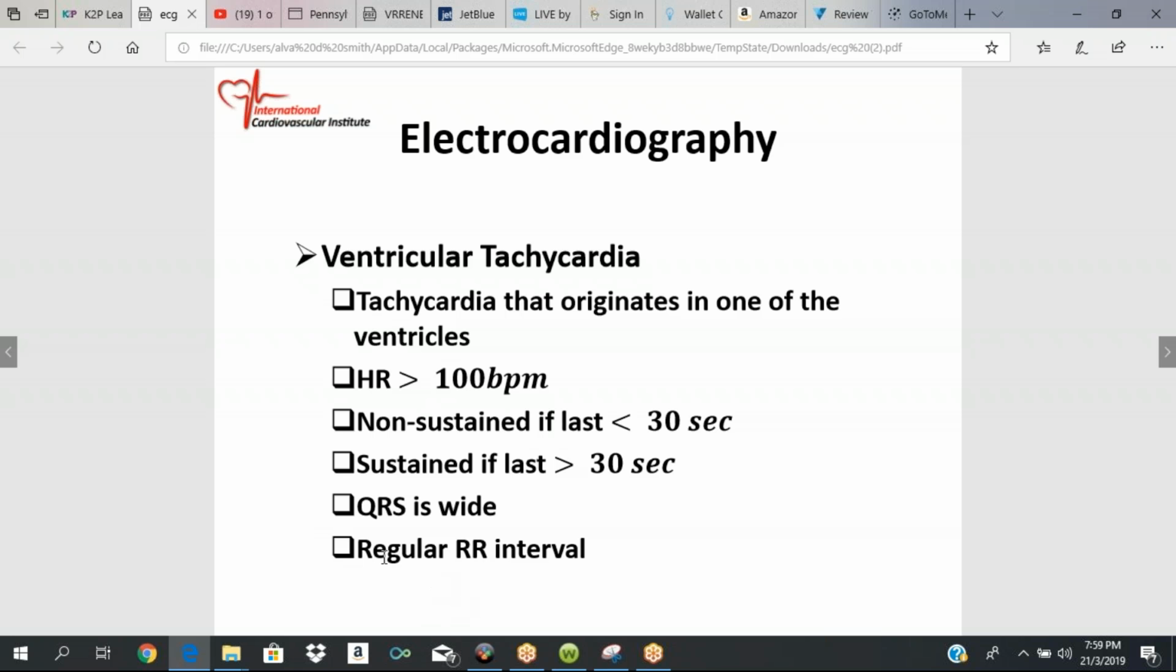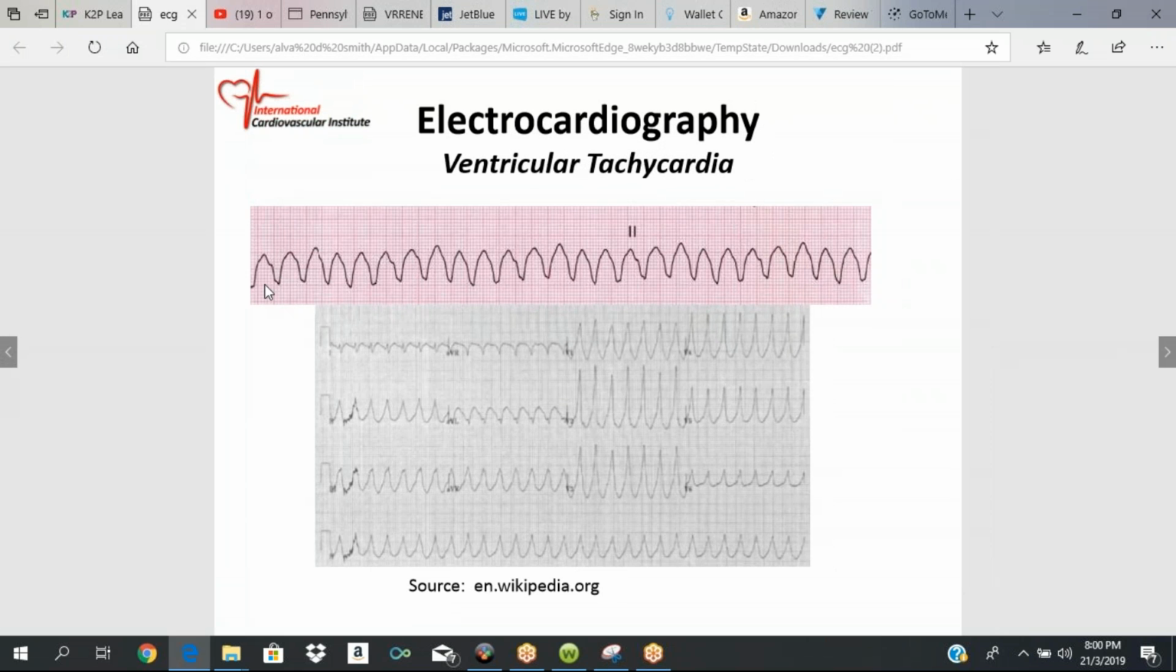It's going to differ from your atrial fibrillation. The R to R interval is going to be very regular. So ventricular tachycardia will look something like this. It's going to be wide and bizarre, but if you check the R to R interval, they're going to be the same distance apart. But it's wide and bizarre. It's dangerous still. Ventricular tachycardia is a dangerous rhythm.